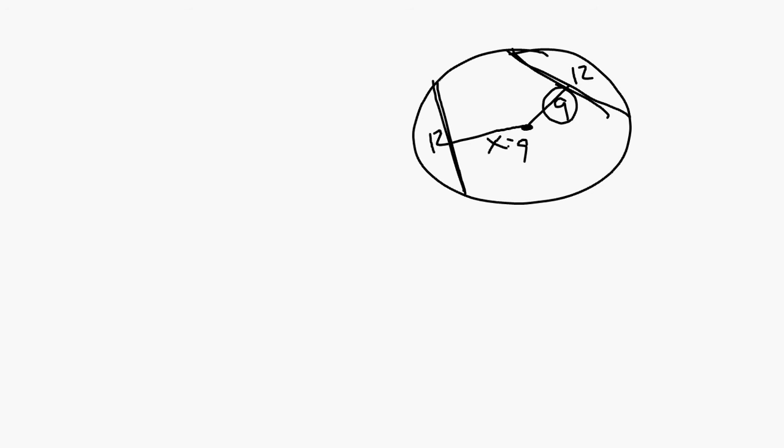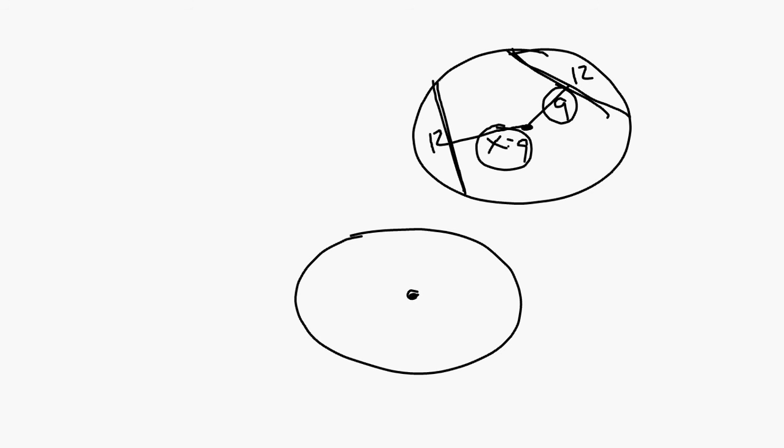If the chords are the same distance from the center, then they're equal to each other. All right? The theorem is true and the converse of the theorem is true. If the chords are the same distance from the center, then the chords are equal. If the chords are congruent, then they're the same distance from the center. Okay?